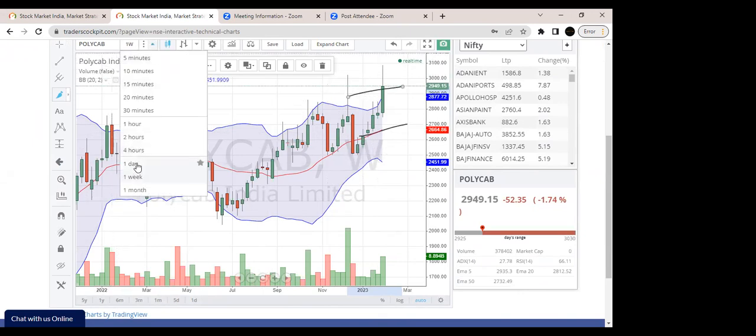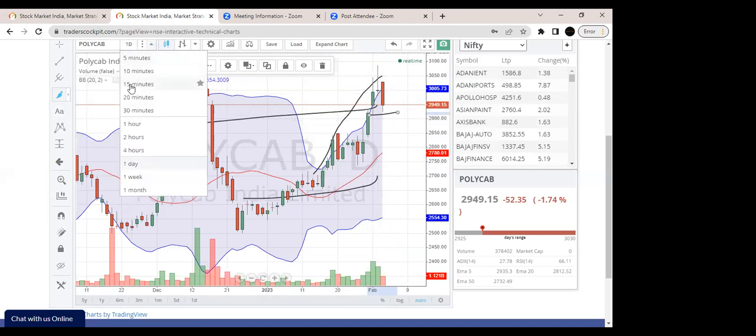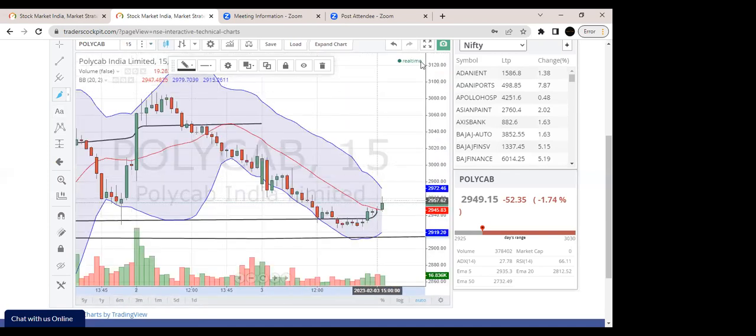Now I'll go with the daily candle. The daily candle also, as we can see, is above the middle band, going into a bullish trend, which is a very good sign. Then I'll go with the 15 minutes now. See, just now the middle band crossover is happening on the 15 minutes. Here the crossover is happening.